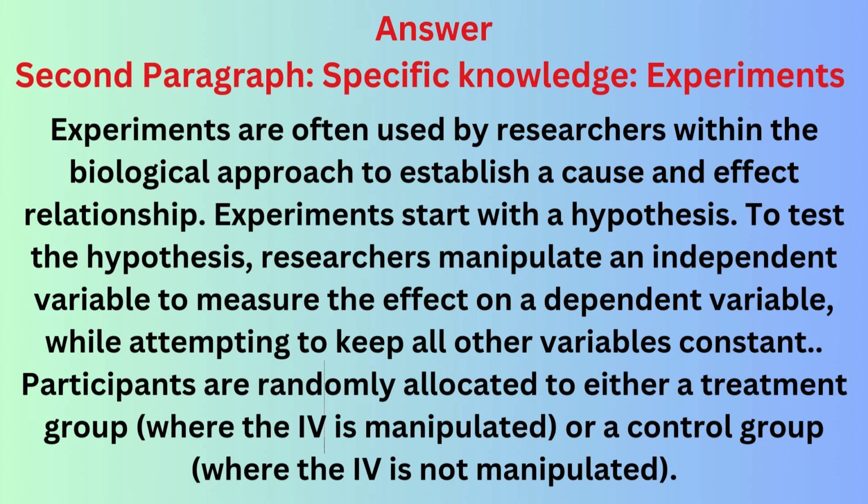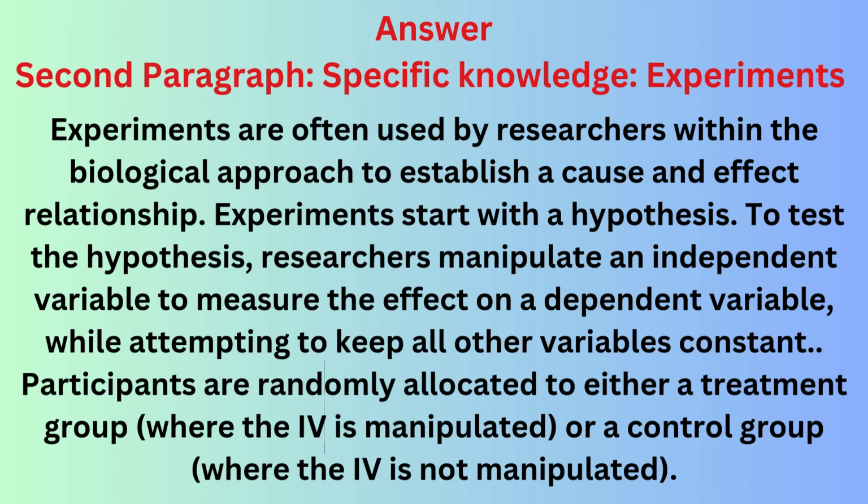To test the hypothesis, researchers manipulate an independent variable to measure the effect on a dependent variable, while attempting to keep all other variables constant. Participants are randomly allocated to either a treatment group where the IV is manipulated or a control group where the IV is not manipulated.